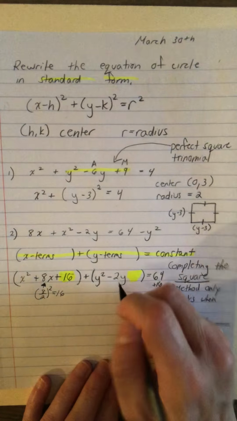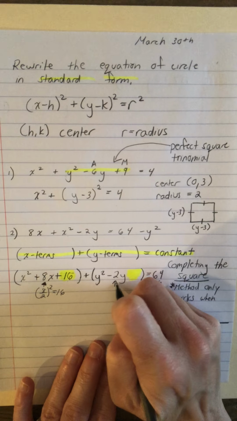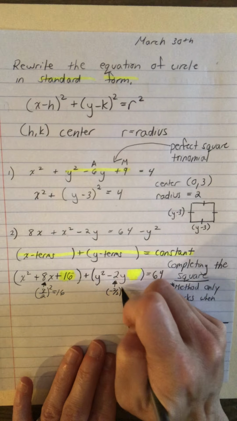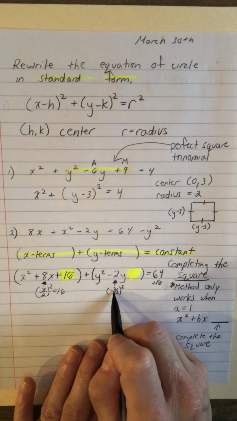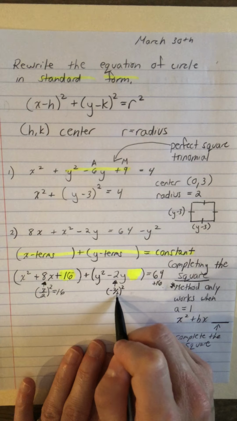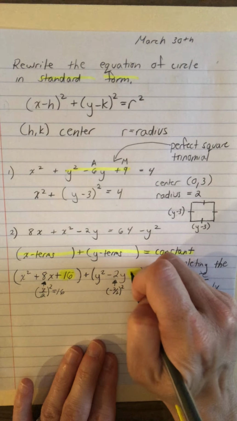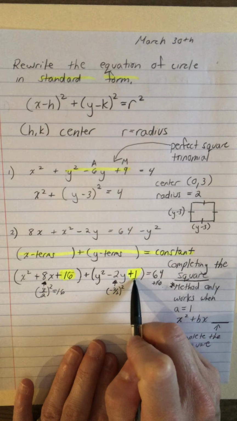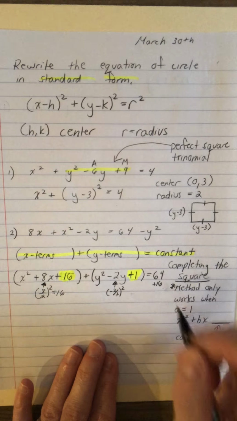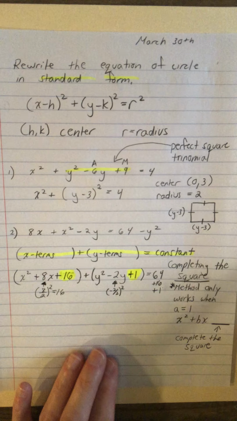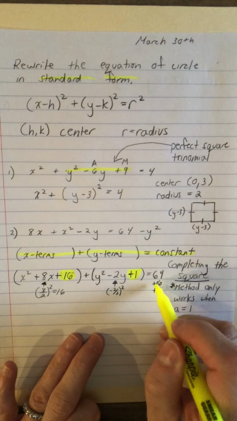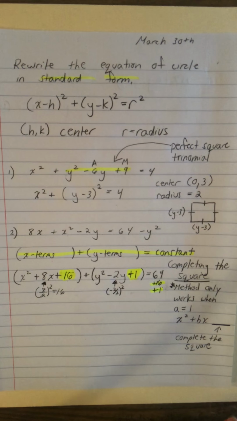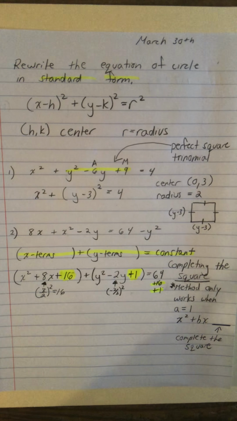The same method is applied with our next one. We take that negative 2, divide it by 2, and square it. Negative 2 divided by 2 is negative 1. Negative 1 squared is positive 1. I add that here, so I complete the square of my trinomial, and I add it to the other side. So be aware that I added 16 and 1. Whatever you do to one side of the equation, we must do to the other to keep the equation equivalent.